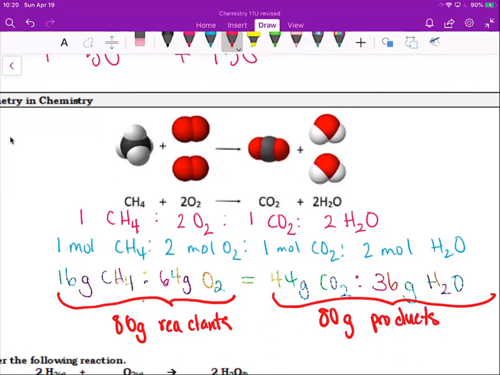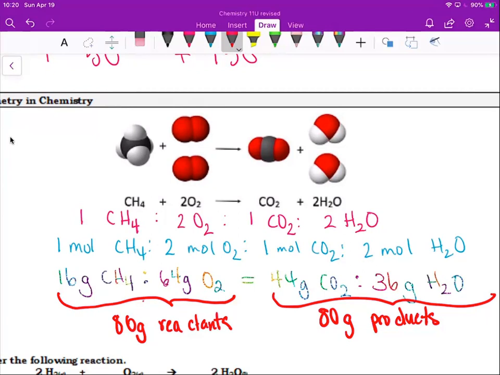So this is the power of stoichiometry: looking at the coefficients, changing the coefficients to mole ratios, and then changing the mole ratios to actual masses using molar masses off the periodic table. I can predict that if I combine 16 grams of methane with 64 grams of oxygen, I'm going to have 44 grams of carbon dioxide and 36 grams of water being produced. And because of the law of conservation of mass, it's exactly 80 grams of reactants reacts to produce 80 grams of products. Hopefully this makes sense to you.